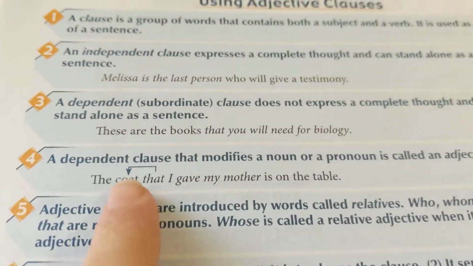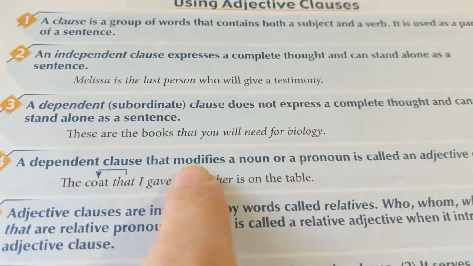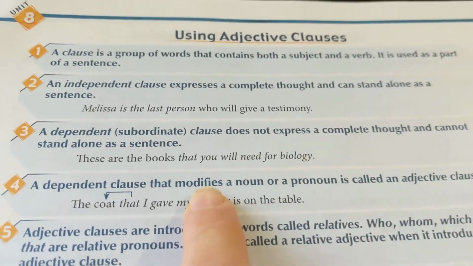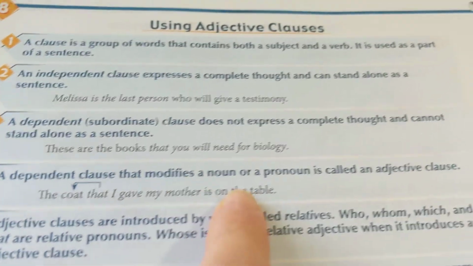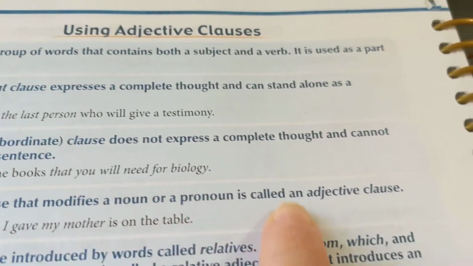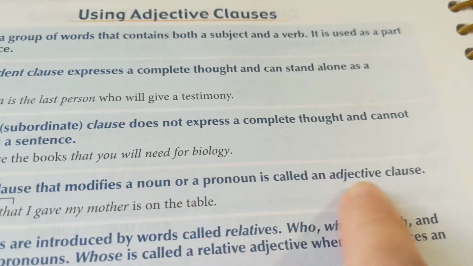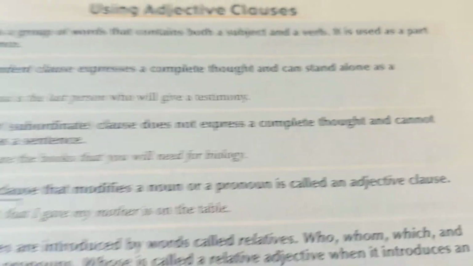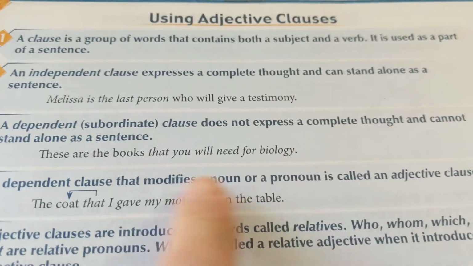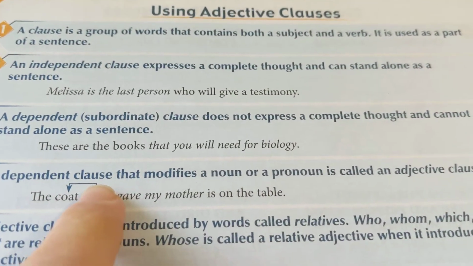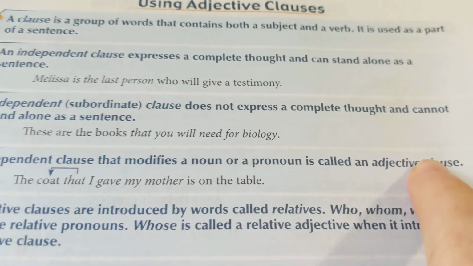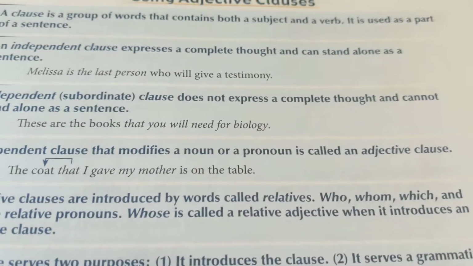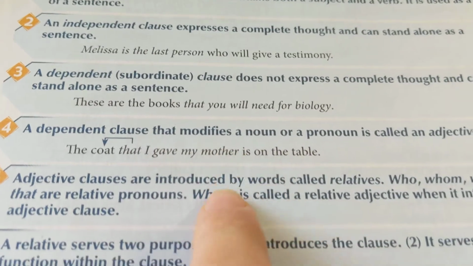Let's look at rule number 4. A dependent clause that modifies a noun or a pronoun we call an adjective clause. Remember, anytime you see the word modify, you just replace it with the word describes. What words describe a noun or a pronoun? That's right, an adjective. So a clause that describes a noun or a pronoun is called an adjective clause. Easy peasy lemon squeezy, okay?